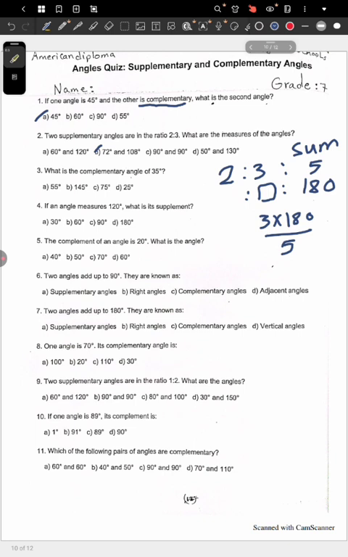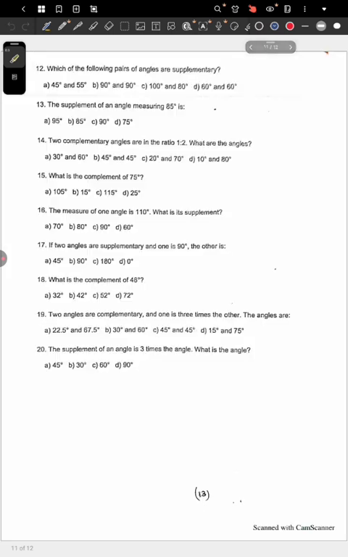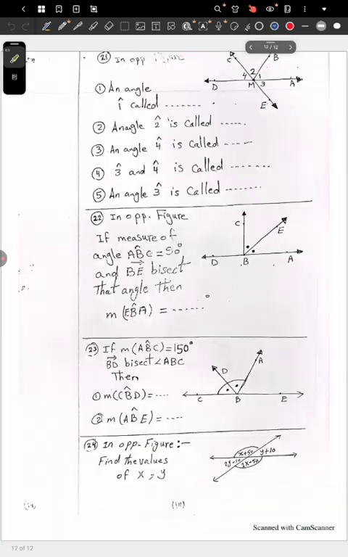In another example, in the same example of training, one of the angles is 70 and it is complementary. Complementary means 90 minus 70, which is 20. Okay, and this is a solved example for them. Okay. This is the equation example.